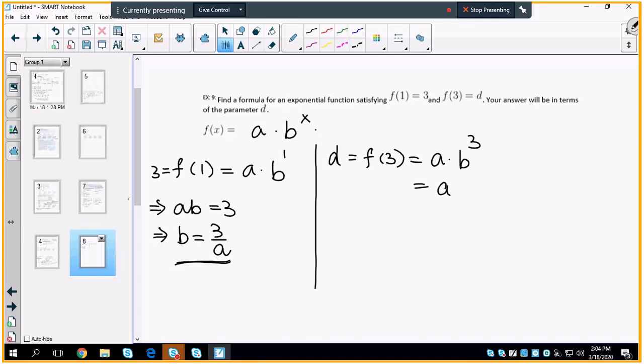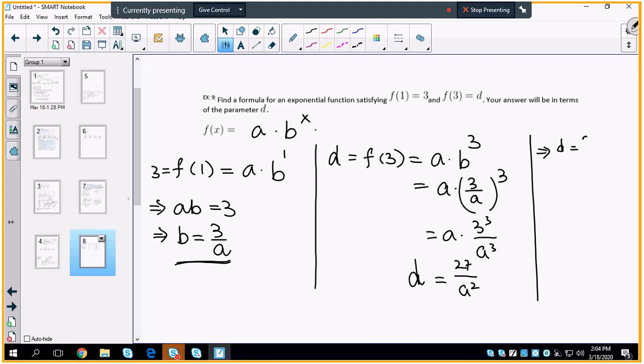So I will say a times (3 over a) to the power 3 is equal to a times 3 to the power 3 over a to the power 3, which is equal to 27, since 3 to the power 3 is 27, and a over a to the power 3 is a squared in the denominator. And don't forget that is equal to d. So what does that tell me? It tells me d equals 27 over a squared. Multiply a squared on both sides. So I get a squared times d equal to 27, which implies a squared equals 27 over d.